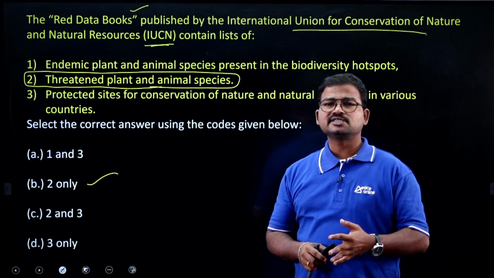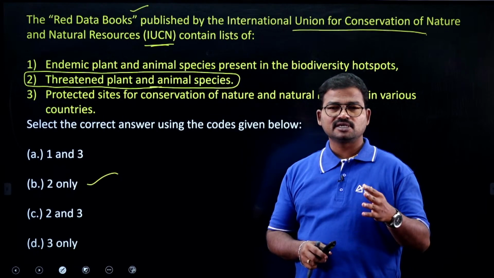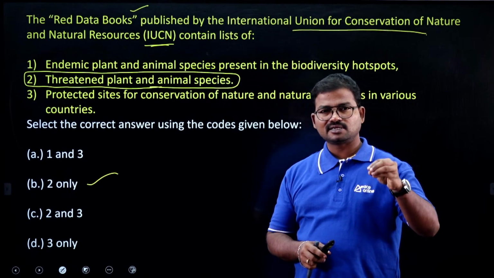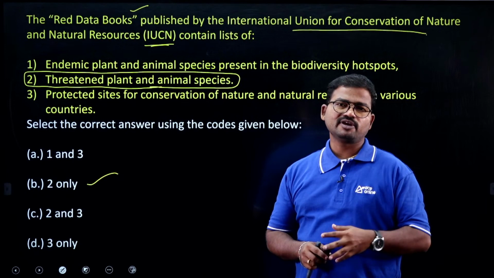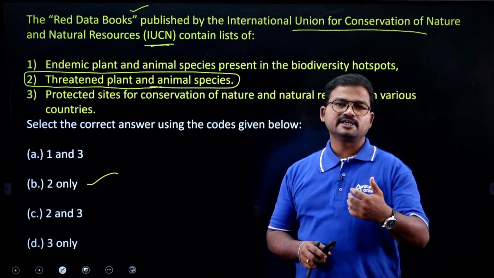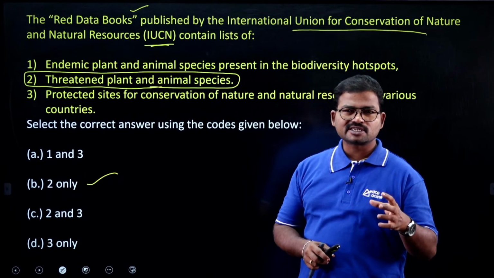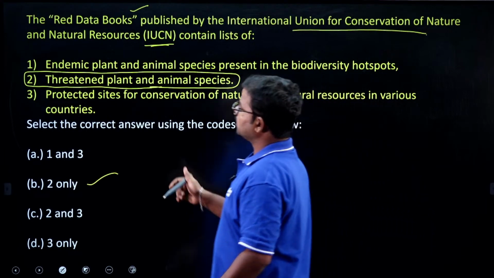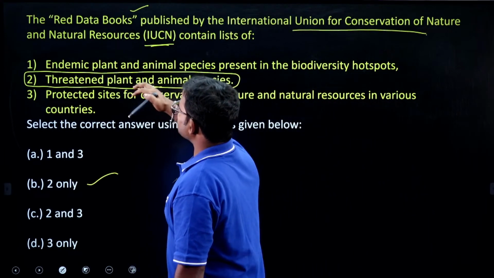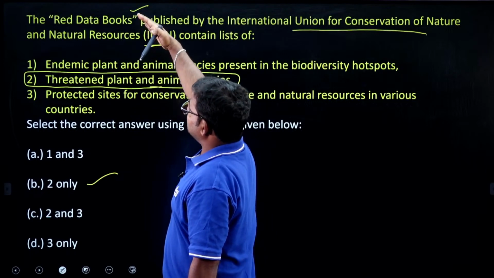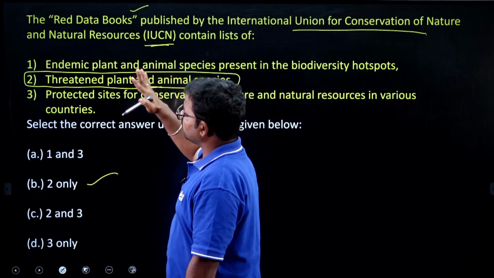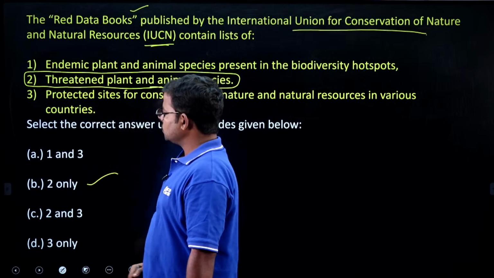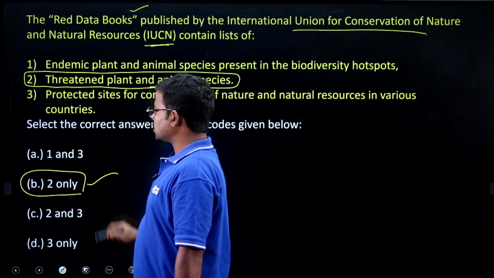But if you consider Asiatic cheetahs, it is critically endangered. Why? Because its population is less than 100 or so. So this type of creatures, which are under the category of threatened, are mostly mentioned in this Red Data Book. So that's why we have to consider option 2 is the right answer. So this is the correct option here.